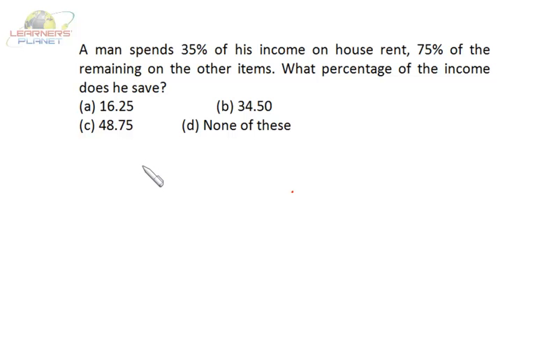Now, a man spends 35% of his income on house rent, 75% of the remaining on other items. Then we have to find his saving. That means he's spending 35% on house rent, so he's left with 65%. Then of 65%, he's spending 75% on other items. That means he's left with 25% of this 65%, which we can say is saving.